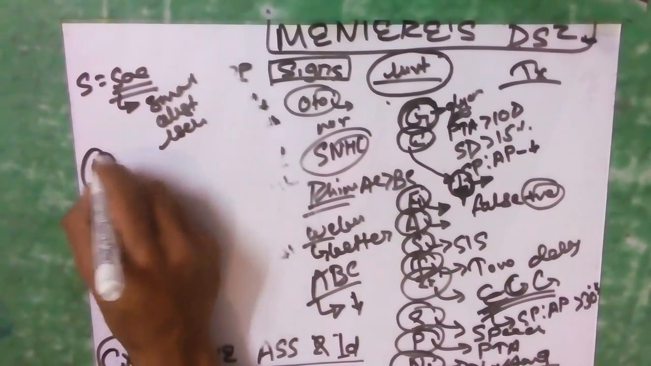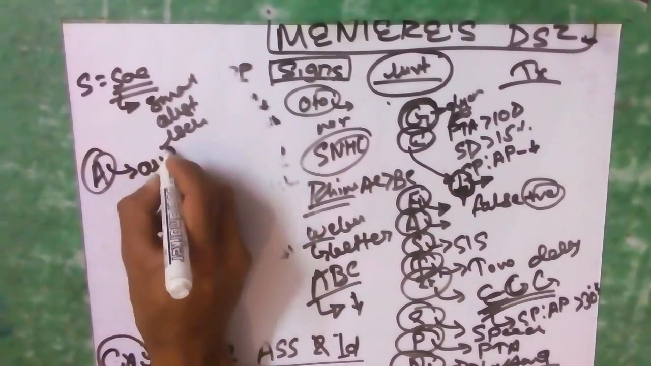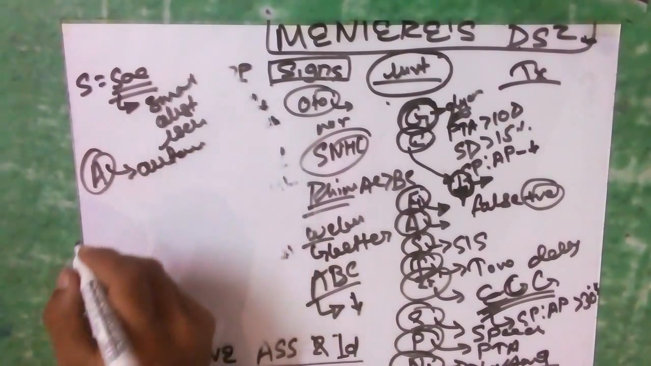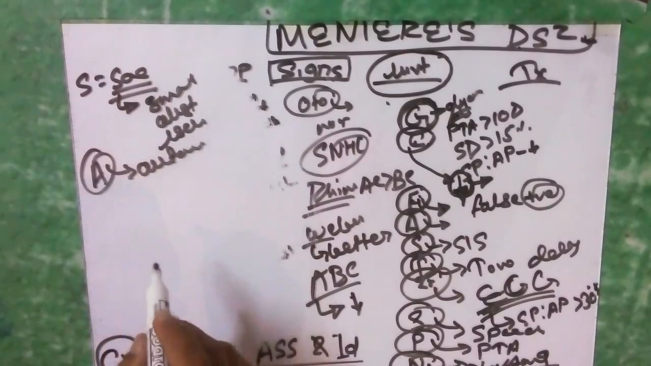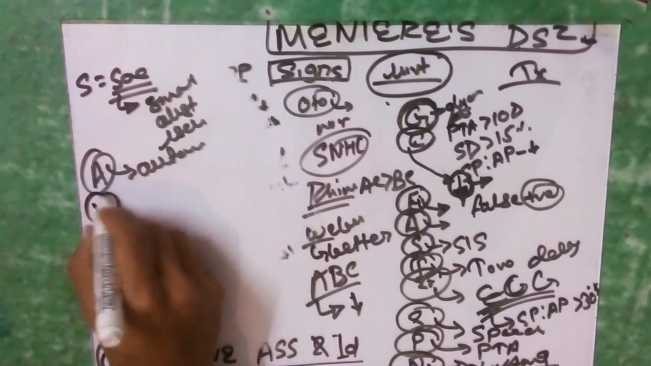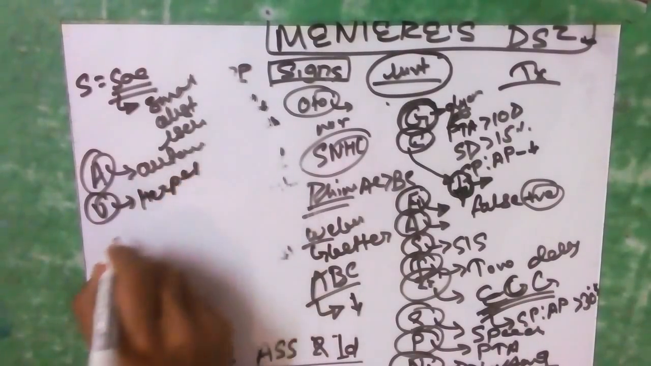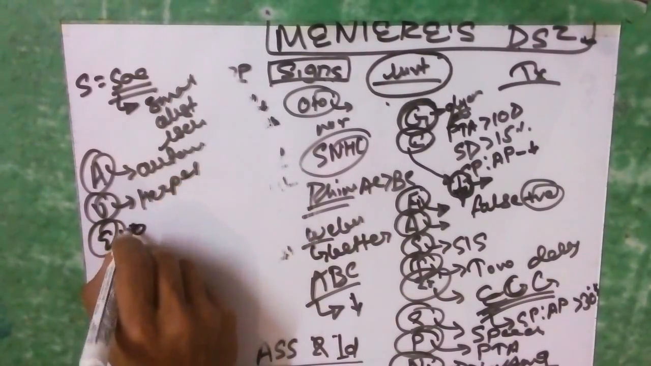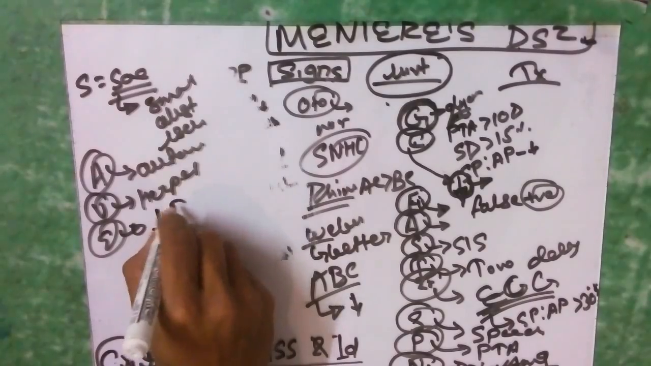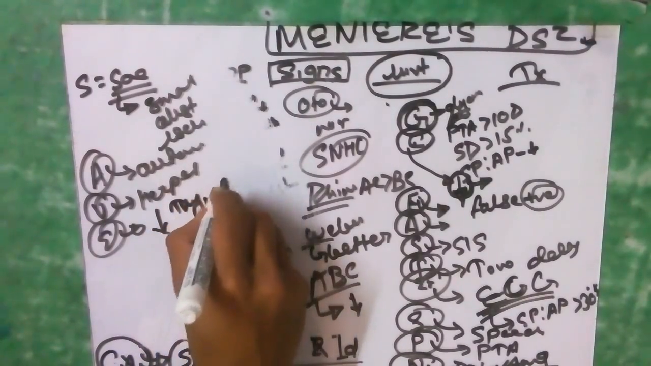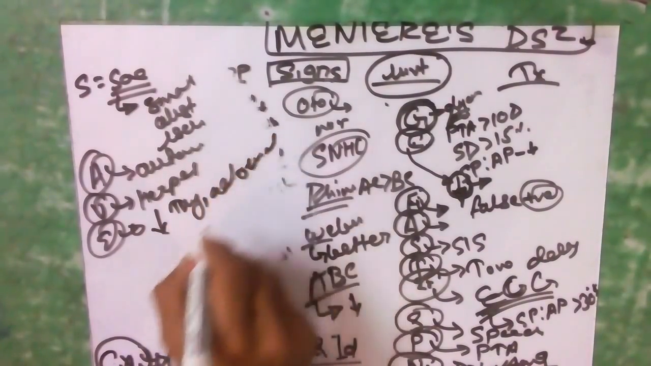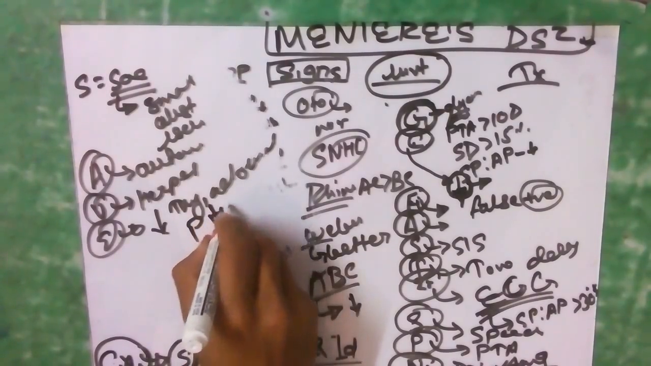Then comes autoimmune disease, and V, viral infection. Viral infection includes herpes virus. E is for endocrine defect. Endocrine defect is either thyroid deficiency, adrenal deficiency, or pituitary deficiency.